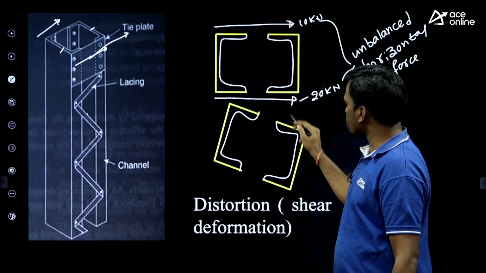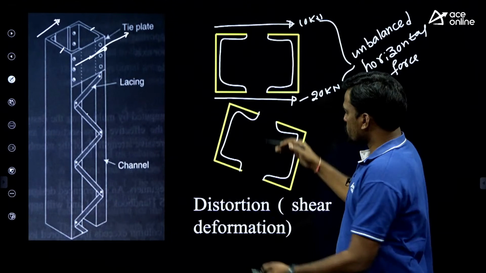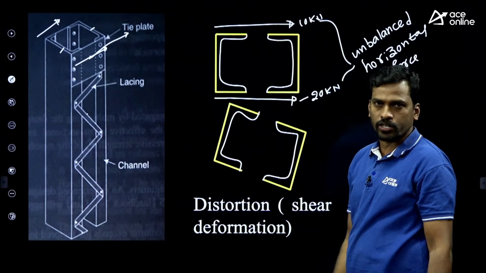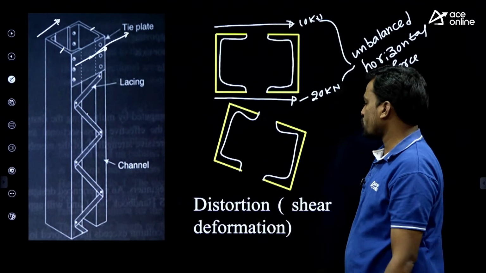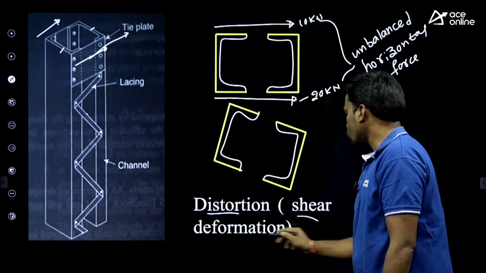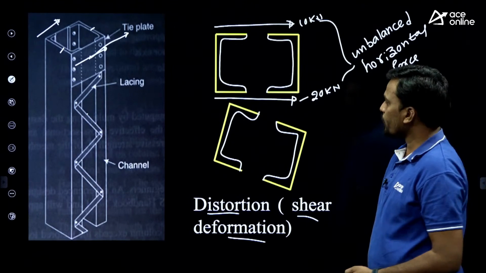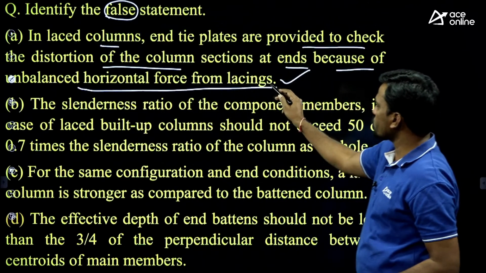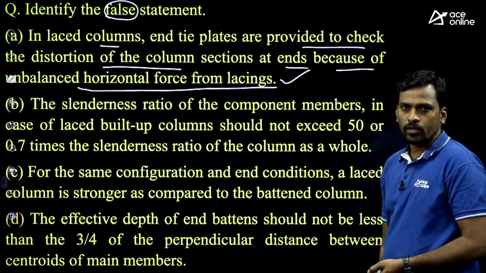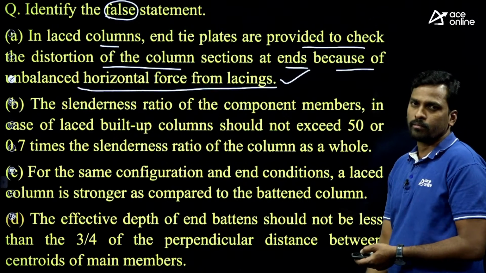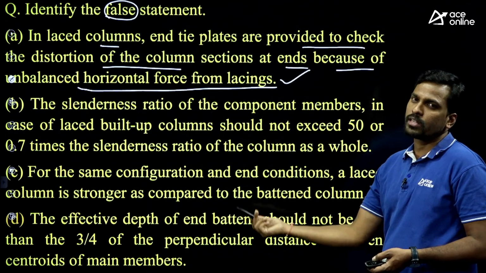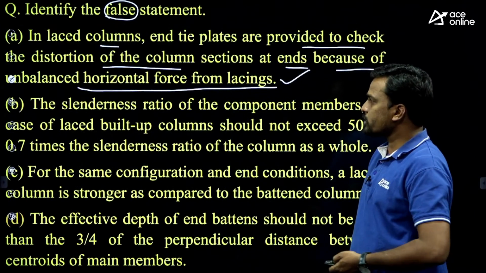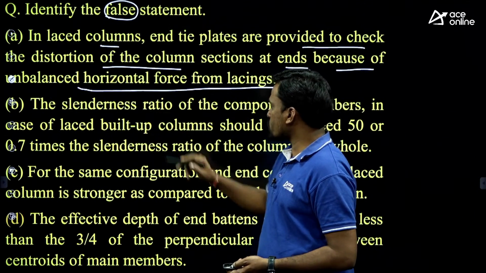Then this top will become like this, right? Because of these unbalanced horizontal forces, this top of the column will rotate like this, nothing but this is the distortion. So this is called shear deformation. So distortion is called shear deformation. So statement 1 is correct because of unbalanced horizontal forces from lacing. To prevent the distortion, we'll use the tie plates.